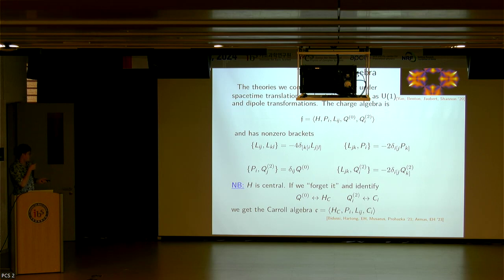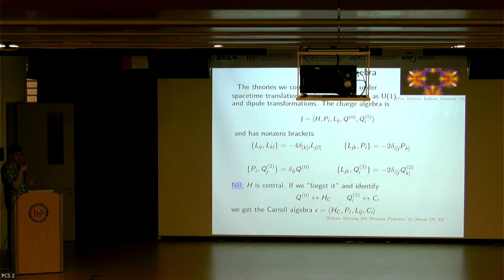The brackets look like this, so these are all standard, right? They just tell us that the L's are rotations and that the P_i's and the Q_i's transform as vectors, while the new ingredient is this bracket between the momentum and the dipole generator, which commutes into a U(1) generator. This H here is central.